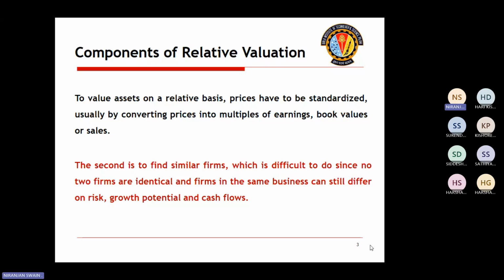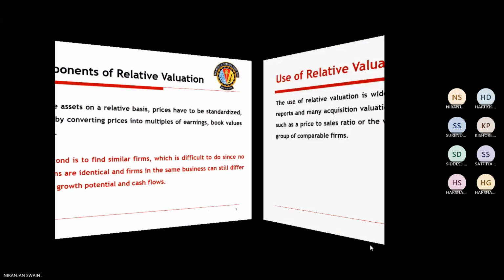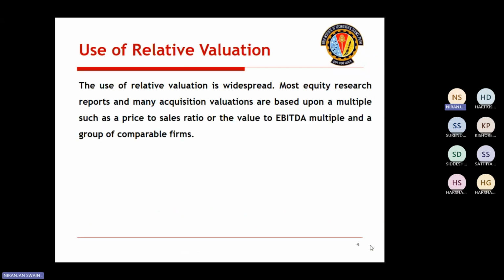The second is to find similar firms, which is very difficult, since no two firms are identical, and firms in the same business can still have different risk, growth, and cash flow potential, isn't it? Now, the use of relative valuation is quite widespread. Mostly all the traders and short-term investors use it. Most equity research reports and many acquisition valuations are based on multiples, such as price to sales, price to book value, price to EBITDA. Clear?